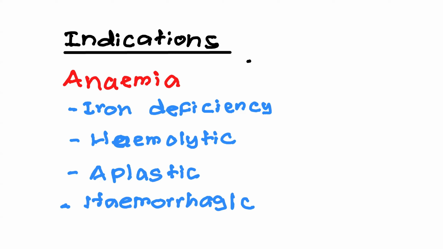For instance, let's talk about the patient who has postpartum hemorrhage. Postpartum hemorrhage. So it is classified into this hemorrhagic anemia.